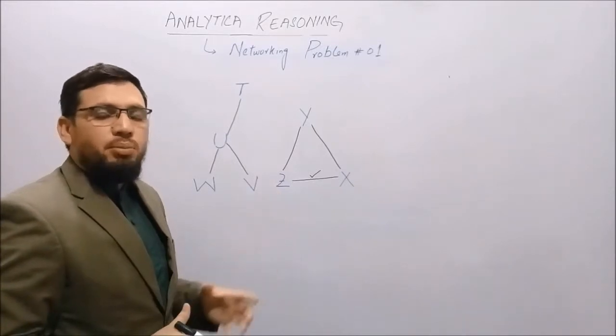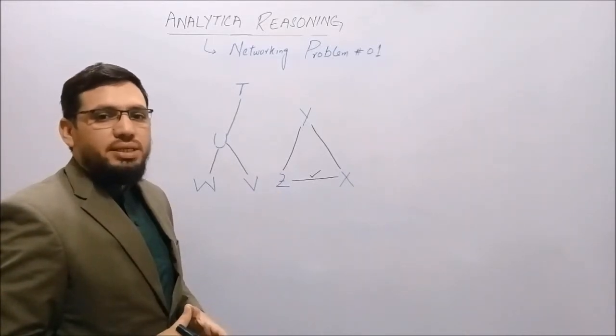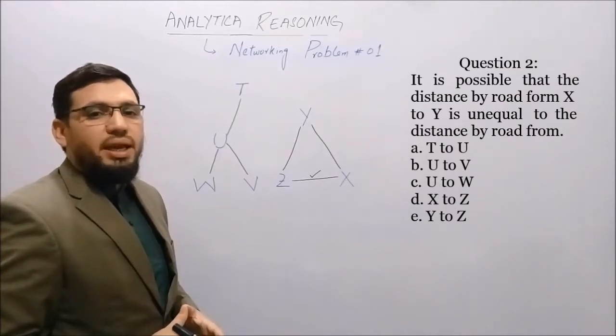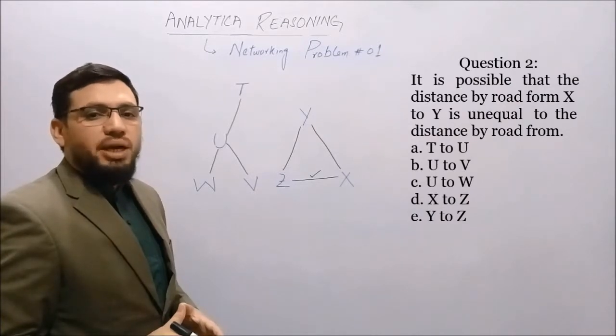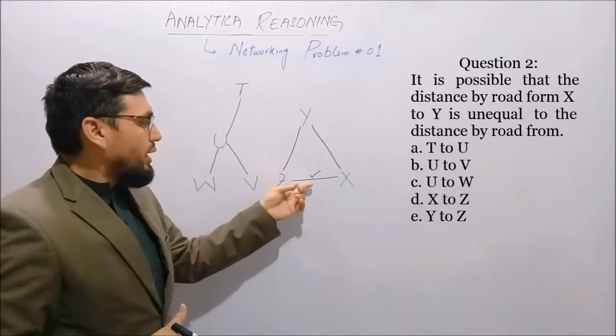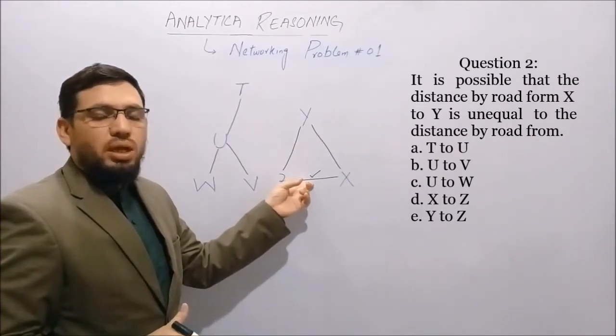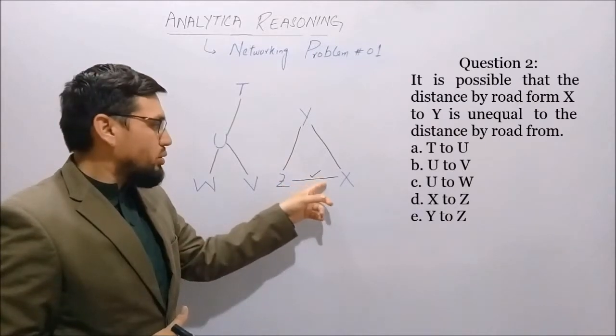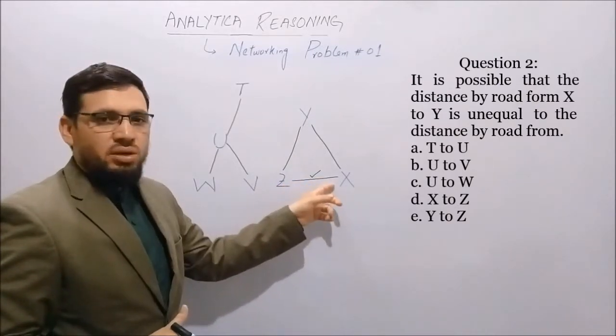The second question about this network is: it is possible that the distance by the road from X to Y is unequal to the distance by the road from... So over here, at the start, I told you that there is only one road about which the distance is not mentioned, that is, the distance of this road between Z and X is not mentioned.